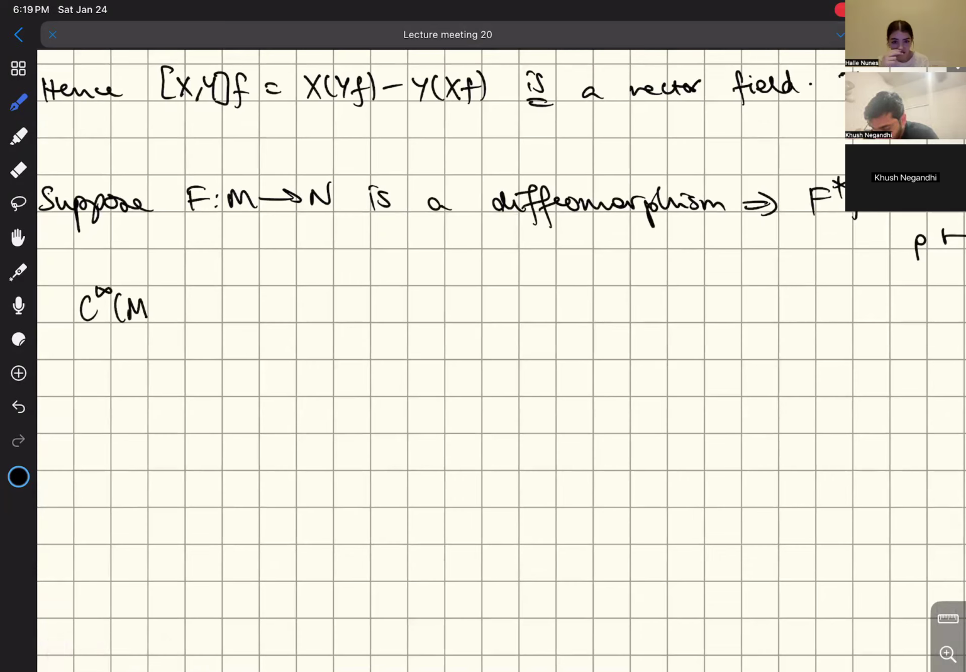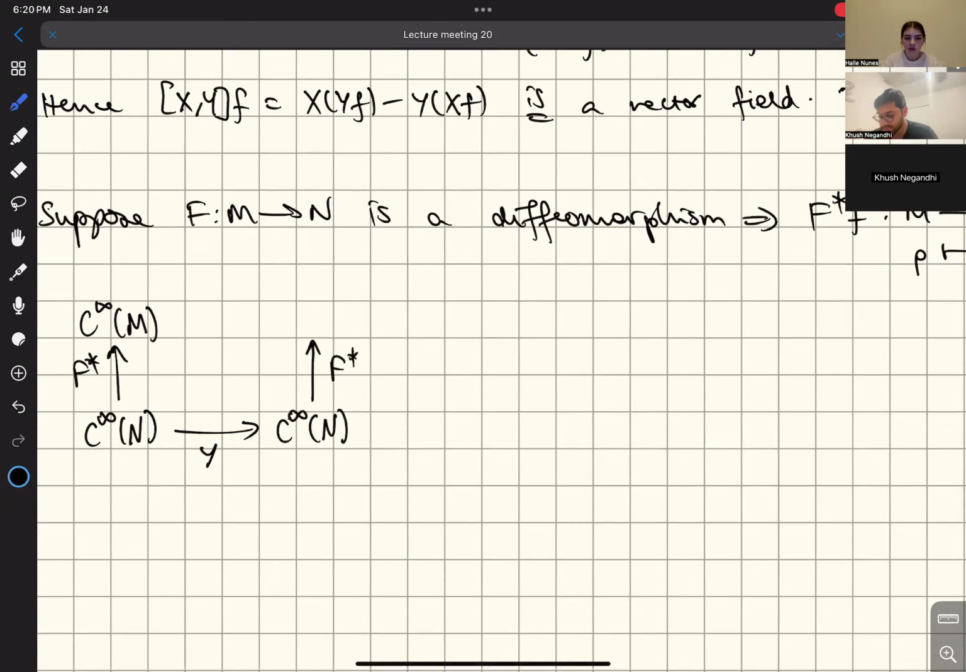So we have C infinity of M over here, and over here we have C infinity of N. Now we saw that the pullback defines a map that takes smooth functions on N into smooth functions on M. A vector field Y on N is now a map that takes smooth functions on N and gives you another smooth function on N. And now we can do the same pullback nonsense up here and get a smooth function on M. Since F is a diffeomorphism, we can complete this diagram to get a vector field on M that we will call the pullback of Y. And this is a commutative diagram.